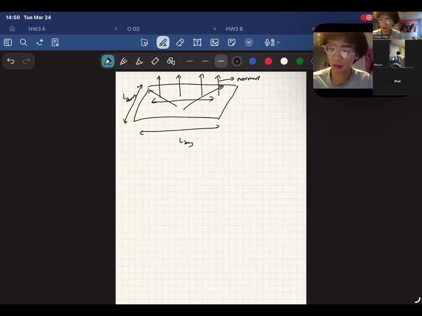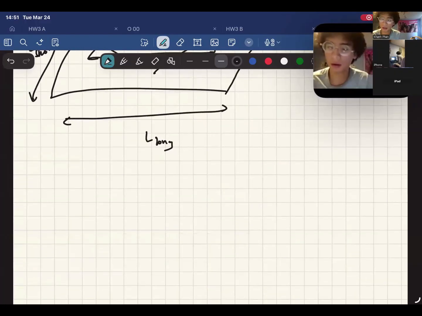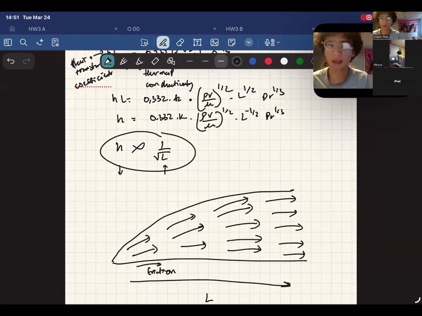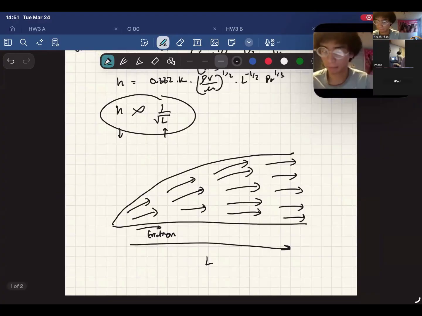So heat flows more, and most, when it travels through a normal direction.